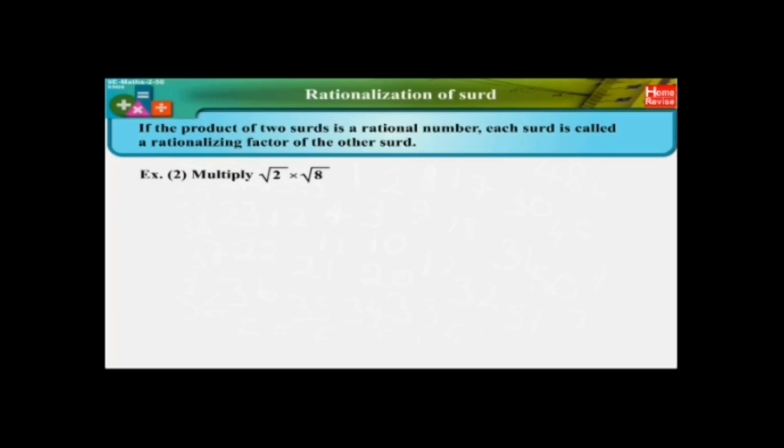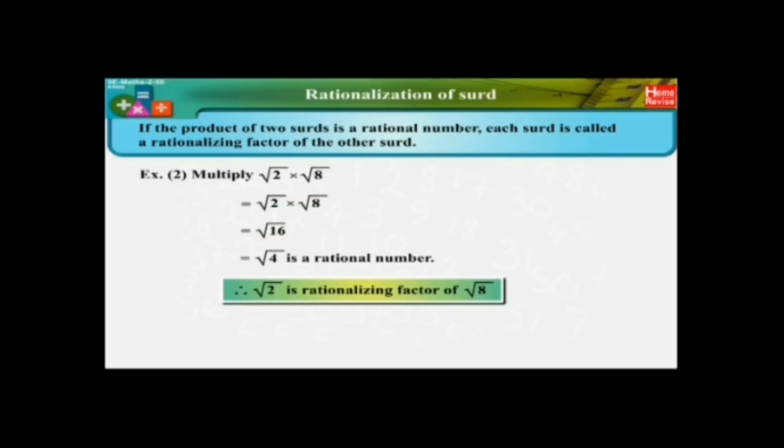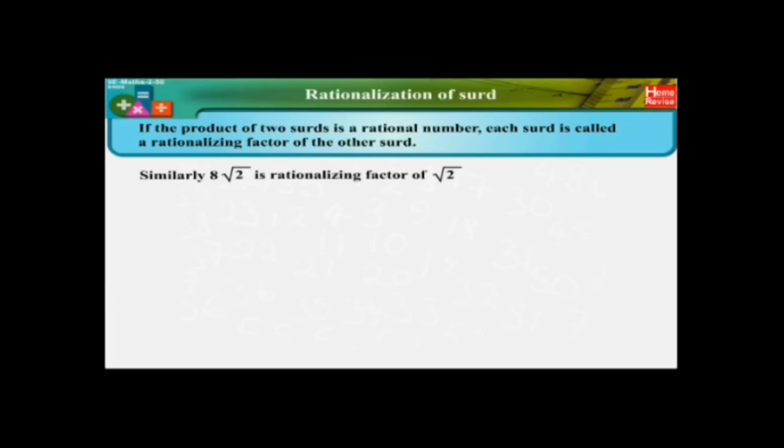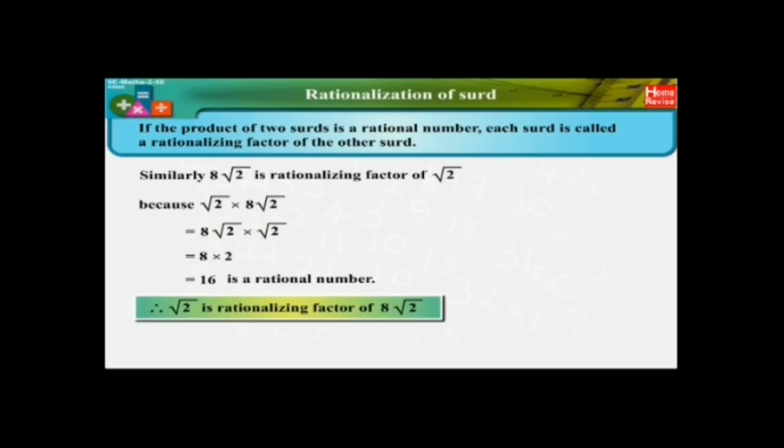Root 2 multiplied by root 8. So root 2 multiplied by root 8 is equal to root 16, which is equal to 4, a rational number. Therefore, root 2 is a rationalizing factor of root 8. Similarly, root 2 is a rationalizing factor of 8 root 2, because root 2 multiplied by 8 root 2 is equal to 8 root 2 multiplied by root 2, which is equal to 8 multiplied by 2, which is equal to 16, a rational number. Therefore, root 2 is a rationalizing factor of 8 root 2.